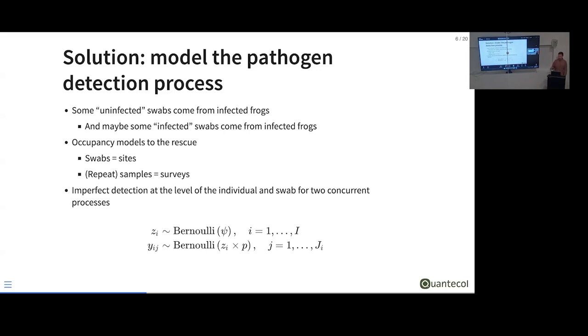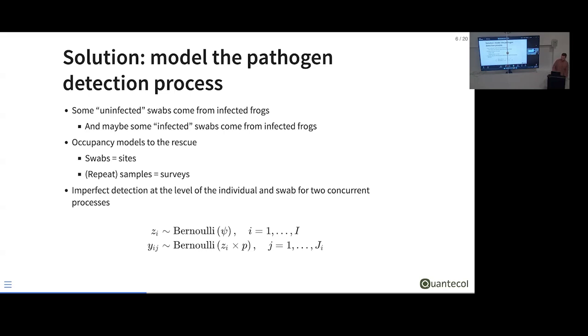Or a nicer way to do it is if you have robust design sampling, which is when, let's say you sample every month and then you do rapid surveys within a short amount of time where you assume the population is closed. So let's say we do 3 nights in a row. Some individuals are detected on 1, some on 2, some on 3 of those nights. And every time you capture the frog, you take a new swab. One of the assumptions there is that our swabs are independent samples of the disease on this individual.